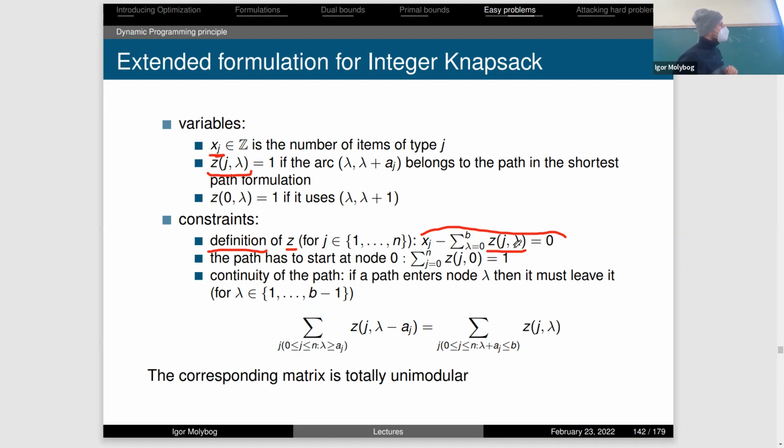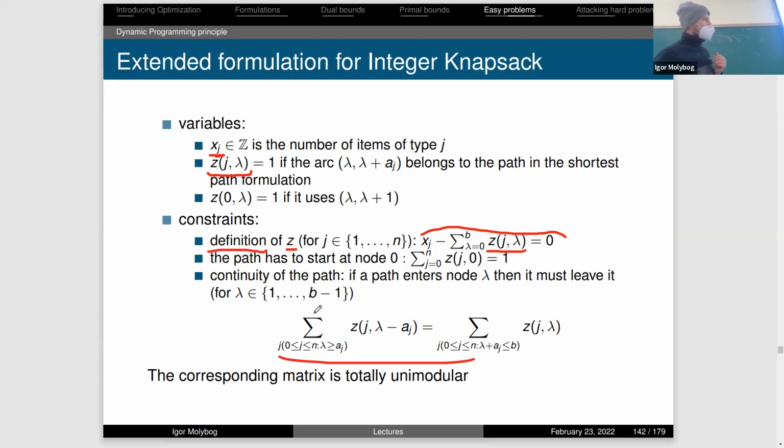the items j. The path has to start at node zero. So zj zero is equal to one, at least for some j. So the summation is equal to one. Continuity of the path: if a path enters node lambda, then it must leave it, for all of the lambdas from one to B minus one, because for zero it's not the case, because nothing enters zero, and for B it's not the case because nothing leaves B. And so it gives us the following expression.